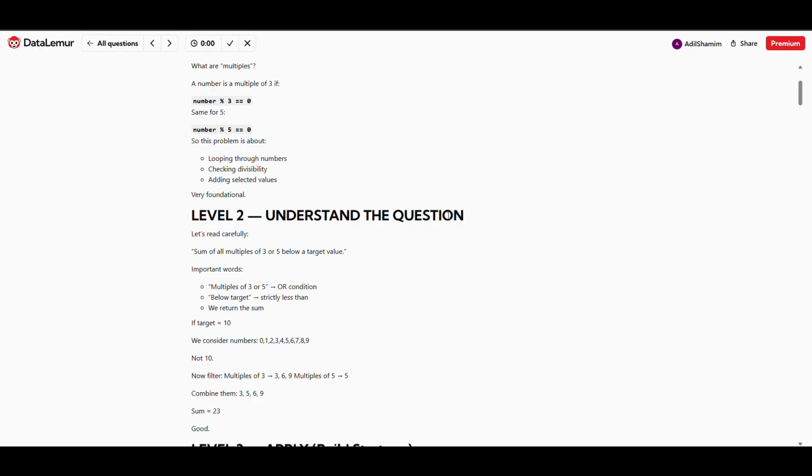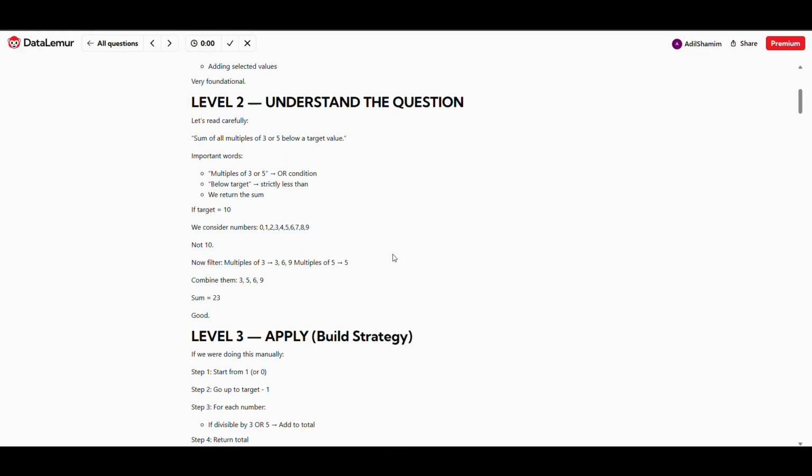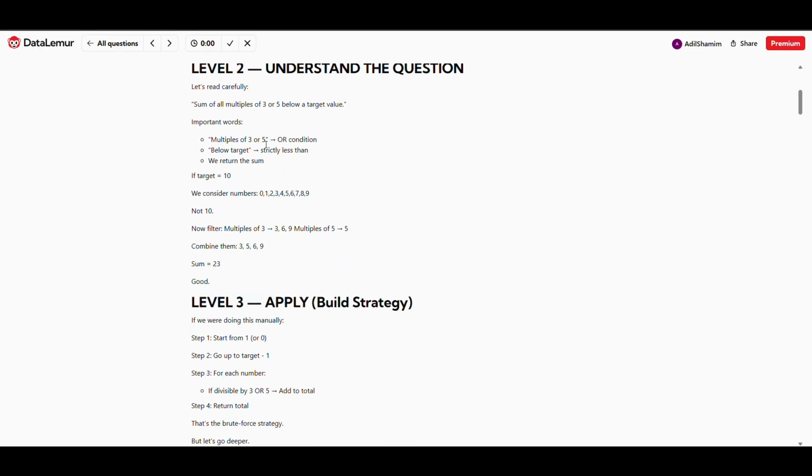Just understand the question. We need to understand that the question is the sum of all multiples of 3 and 5 below the target value. So we first need to get a loop. Okay, fine. We just try to understand the multiples of 3 or 5 condition. We can use an or condition with if. Okay. I hope you understand something. Then below the target, take less than. So after we understand that, we return the sum. Okay. Important word in this simple note, we just need to understand this simple rule. If the target is 10, we consider the numbers 0 1 2 3 4 5 6 up to 9. Okay, 9, not 10.